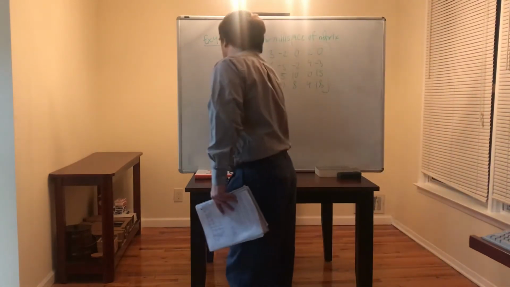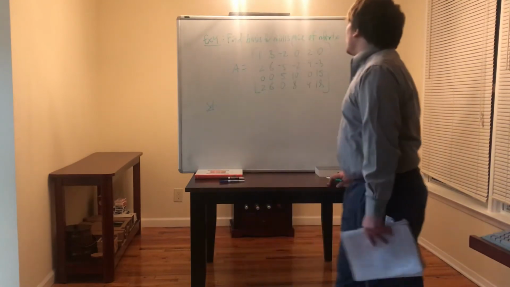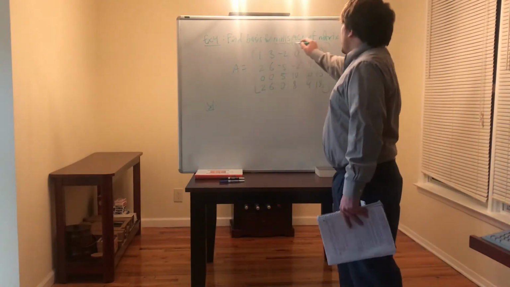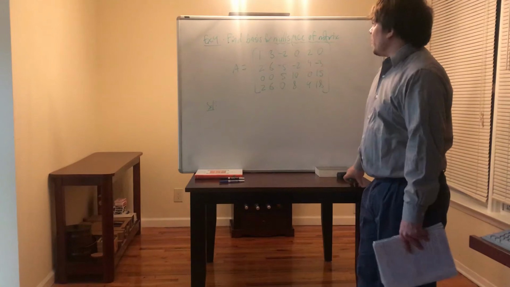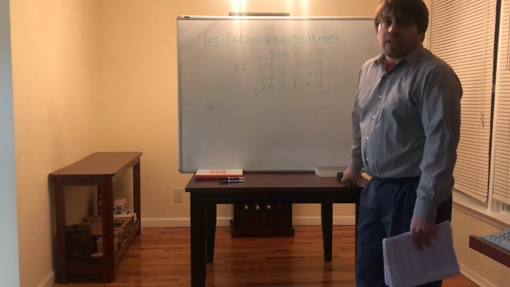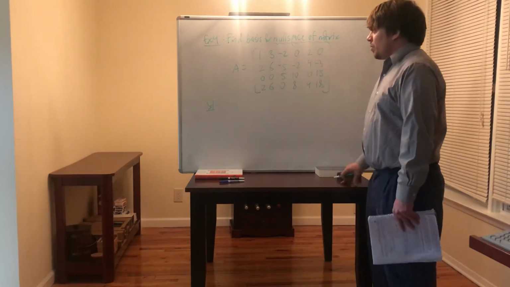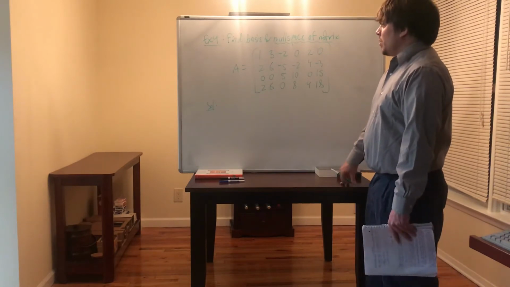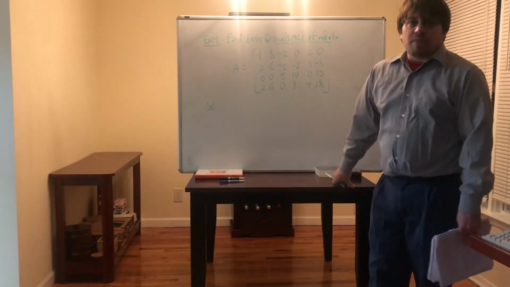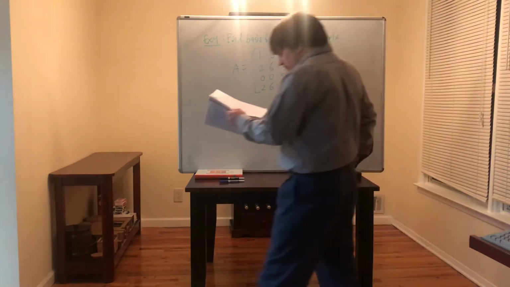So, solution. The null space of a matrix is the set of all solutions of AX equals 0. And so we're going to find the solutions to AX equals 0, and that's going to be a vector space, and we're going to find a basis for that vector space.